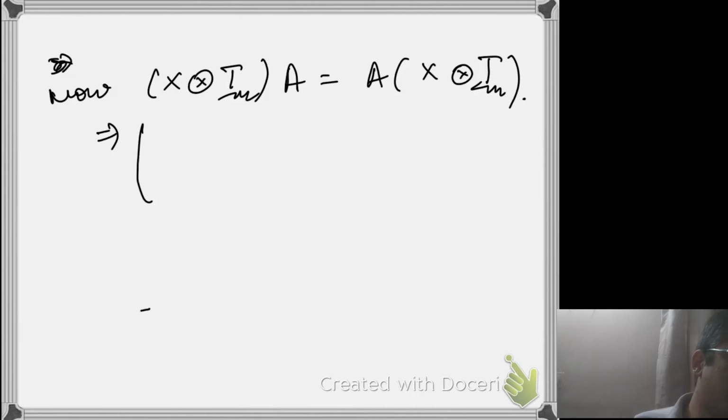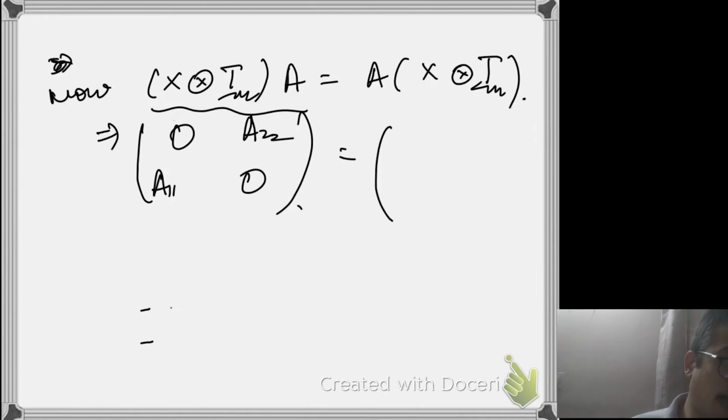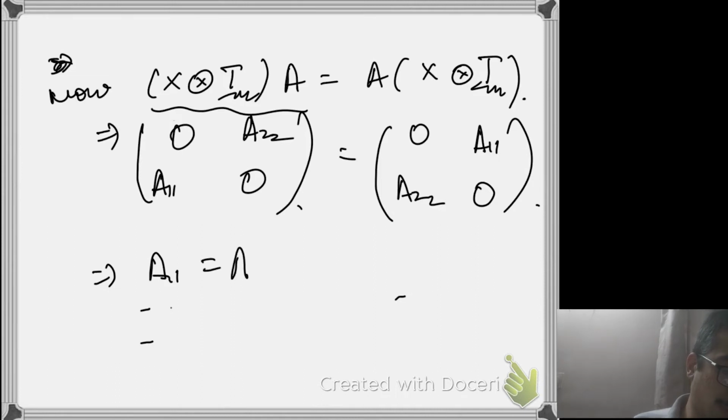That will give me A11. Okay, so when I pre-multiply X tensor IM, this you have to check. Check that this multiplication turns out to be A11, A22. Again, we will have to use block multiplication. If I post multiply, I am going to get 0, A22, A11 and 0. So here I am going to get that A11 must be equal to A22.